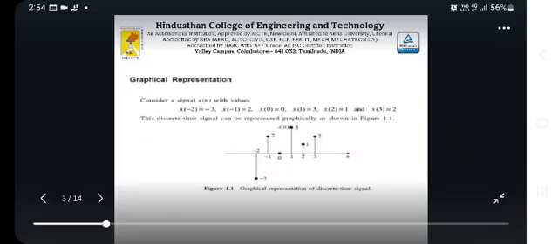Suppose n equals minus 1, that is x of minus 1 is equal to 2. For example, n equal to 0 means x of n equals 0, because in this graphical representation n equal to 0 gives x of n equal to 0. Therefore, x of 0 is equal to 0. We can represent the input and output of the signal values like this: the n value is the input, and the output is the x of n value. This is a graphical representation of a discrete time signal.